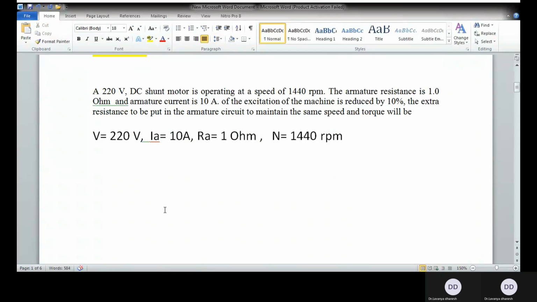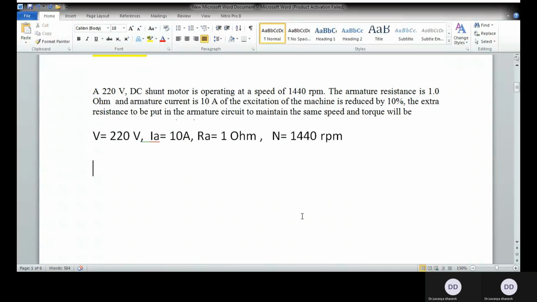Now, what are the logics we have to understand initially? What they are asking is the extra resistance. What is the additional resistance you are going to include in the armature circuit to maintain the same speed? The speed is 1440 rpm, right? So for maintaining the same speed, what is the extra resistance I have to include? That is the question given. First we'll find out the back EMF.